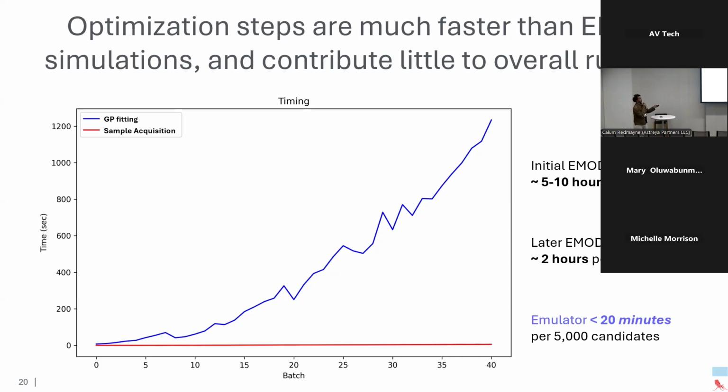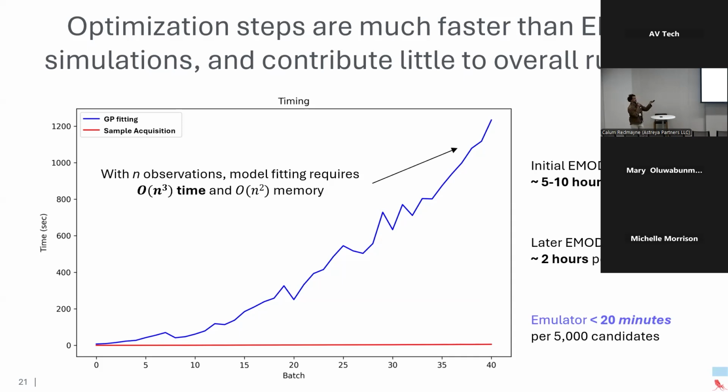The blue line is fitting the Gaussian process model. And this is essentially on the order of 20 minutes at the longest by the end of this. EMOD simulations I'm not showing on this plot because they're quite a bit longer. I apologize for not updating the text on the right side. Those time estimates really are dependent on what else is going on our cluster, but it's an average of 1 to 2 hours per simulation.